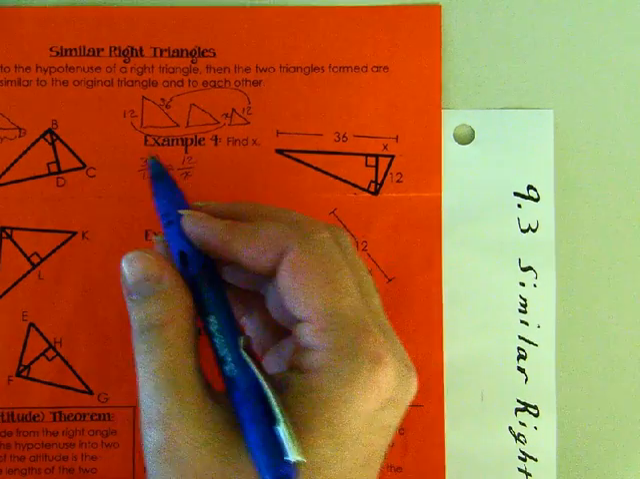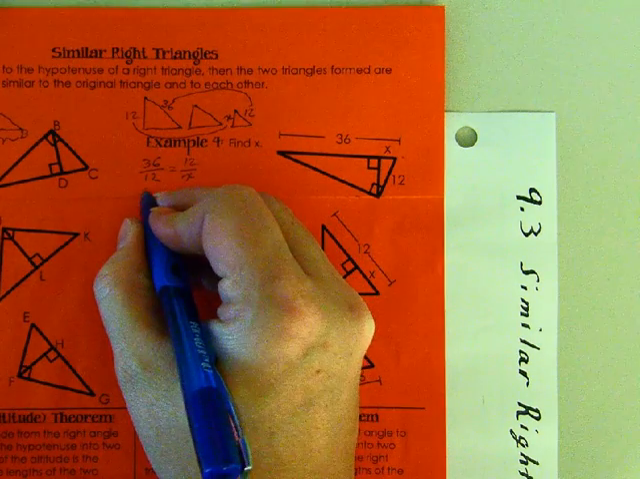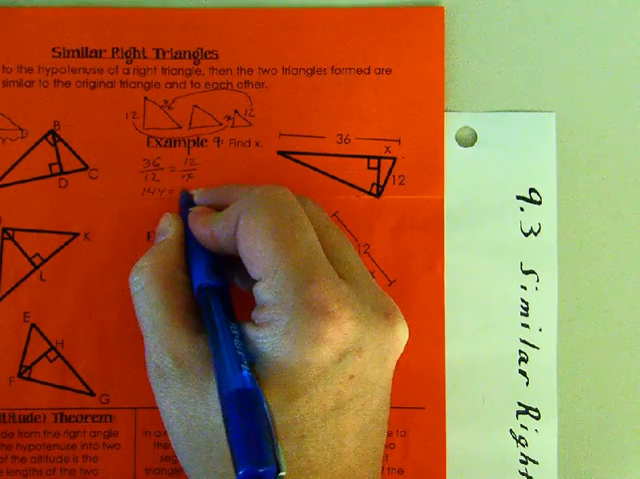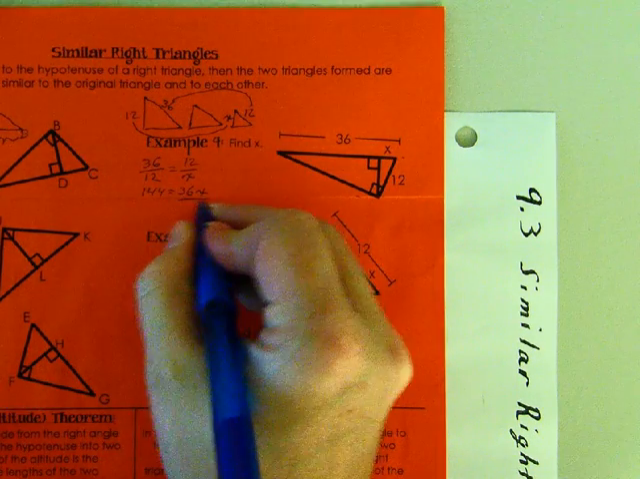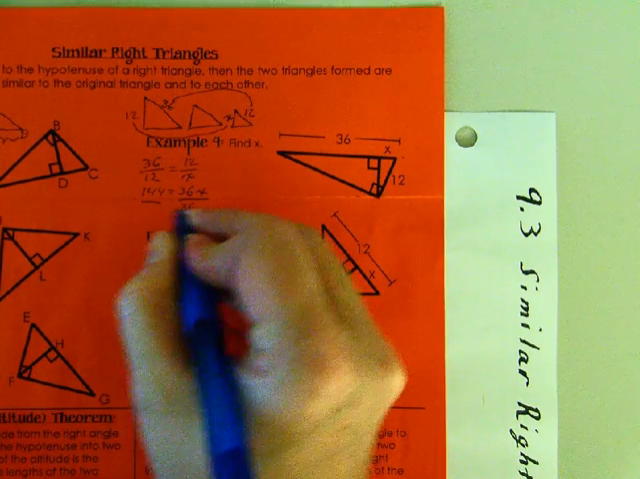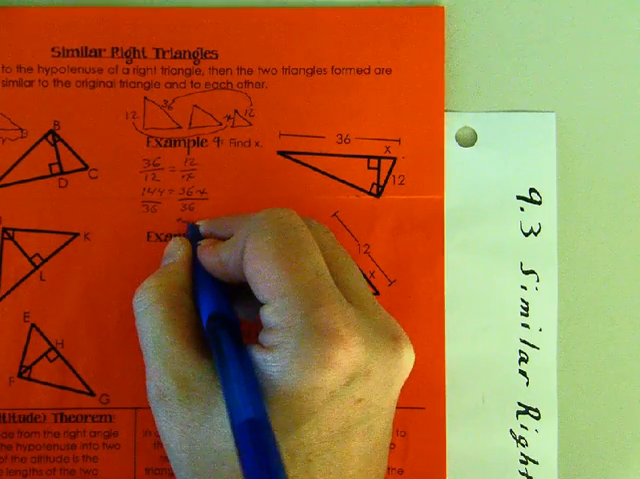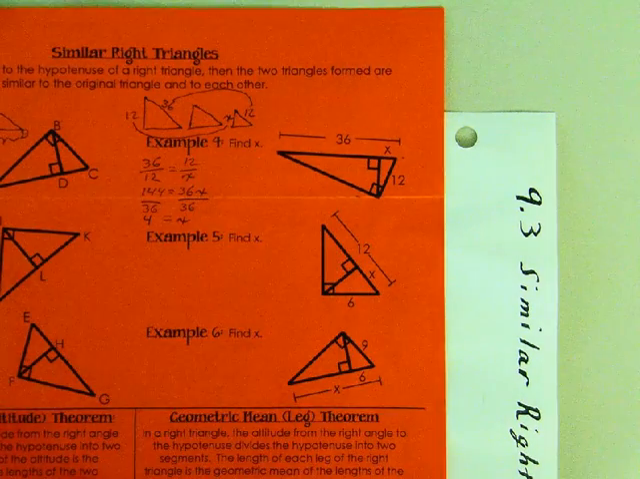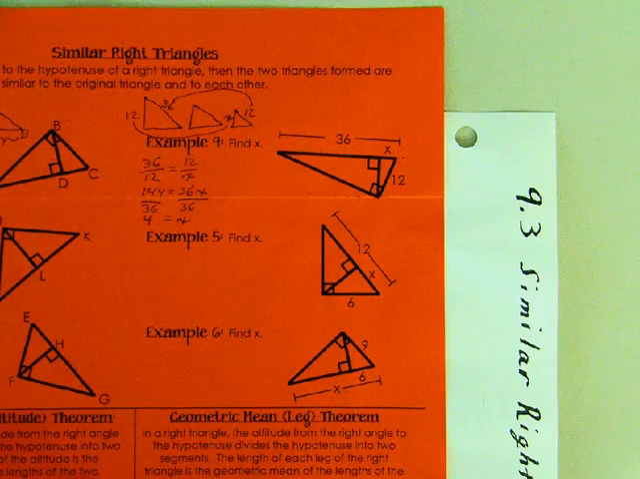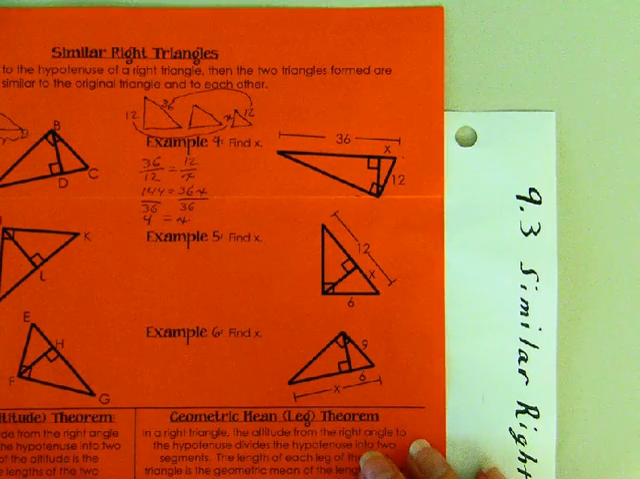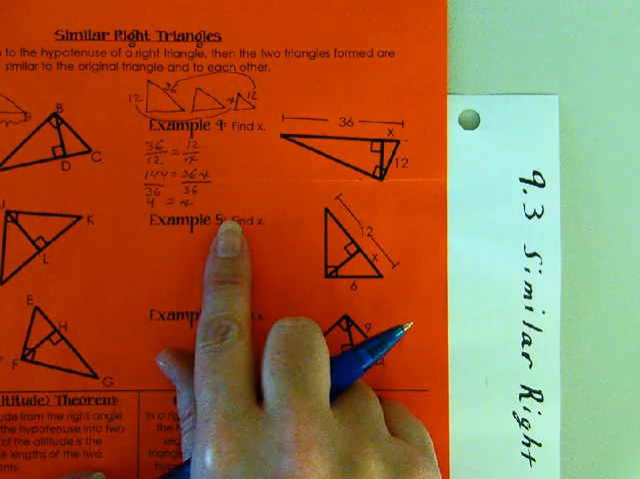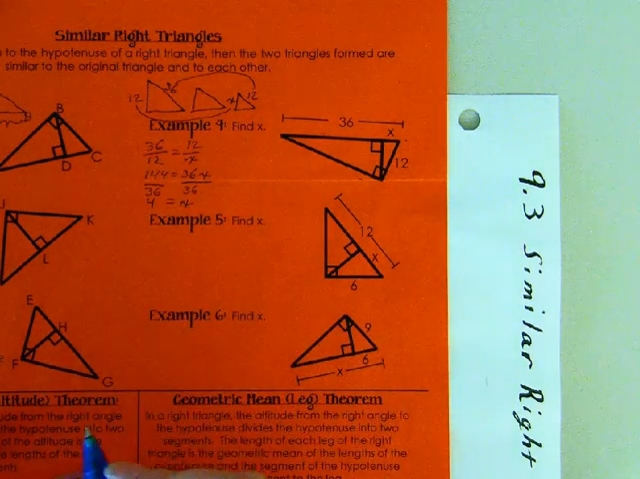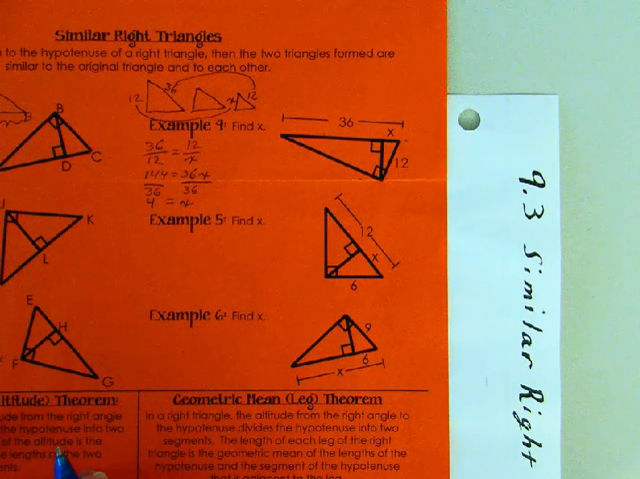I'm going to do my cross multiplying. So I have 144 equals 36x. So then from here, I'm going to divide both sides by 36. And I get x equals 4. Okay. All right, so moving on to the next one, number 5. I'm going to set up my triangles again so that I can figure out my proportion.